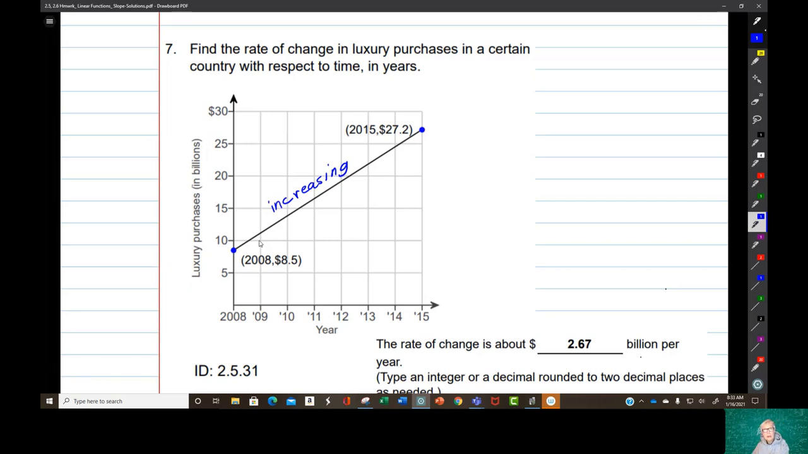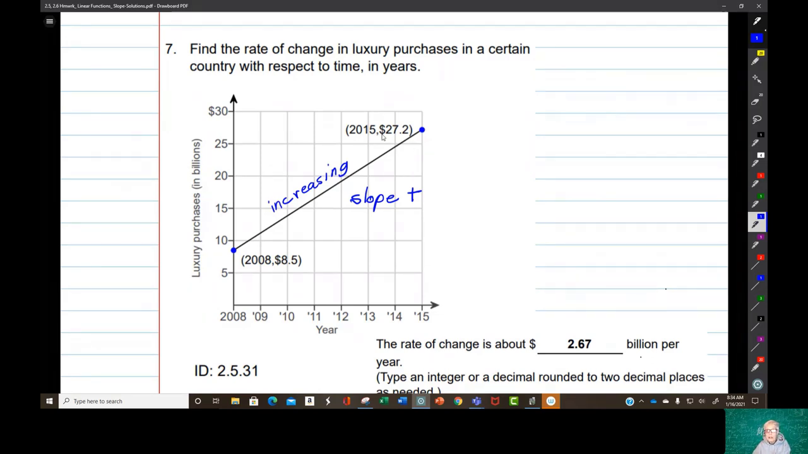All right, I just wanted to throw that in because it gets important later as to whether something is increasing or decreasing. Of course, it's also important here. It means the slope is positive. When something is getting larger, the slope of the line is positive.